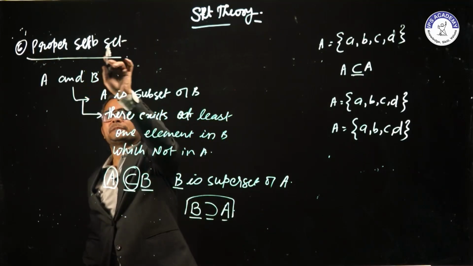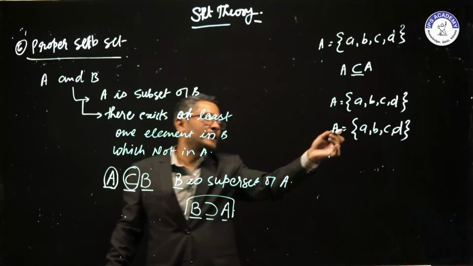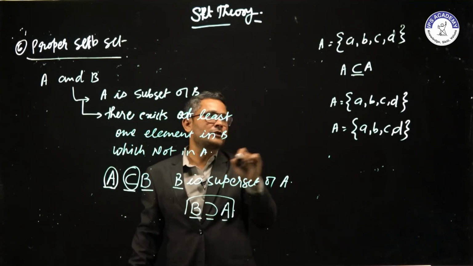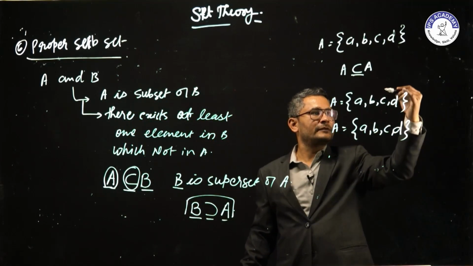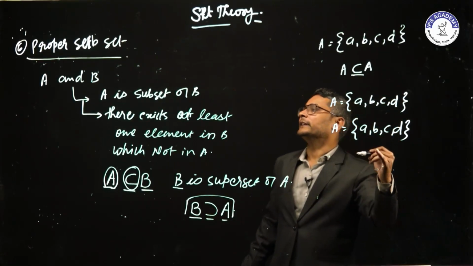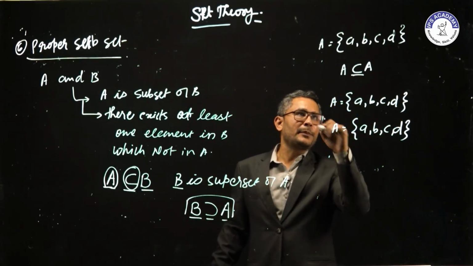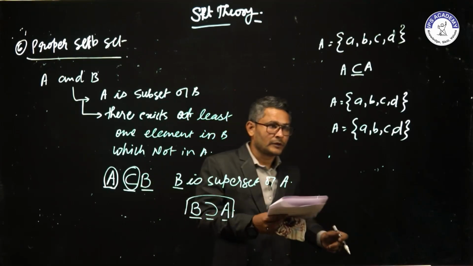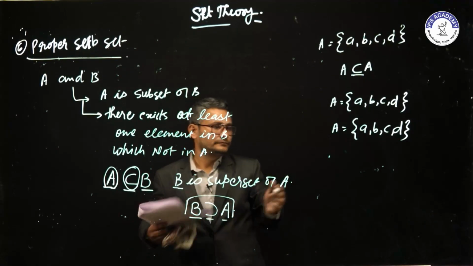But what is a proper subset? When it becomes a proper subset, there exists at least one element which is not in A. All the elements which are available in A are also available in A, right? So it is an improper subset.